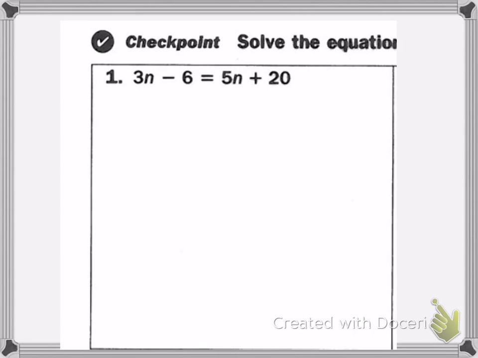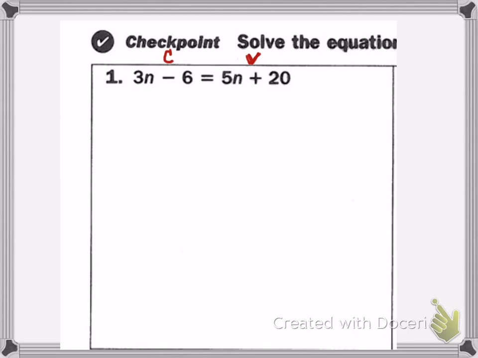So moving on to the checkpoint, this is where we're going to practice. And we have number 1, 3n minus 6 equal to 5n plus 20. We do want to make a decision about which side will be our variable side and which side will be our constant side. And it doesn't really matter which. I usually like to look and see, okay, where do I have the most variable terms? I have the most variable terms this time on the right. So I'm going to make that my variable side, and I'm going to make the left-hand side my constant side.